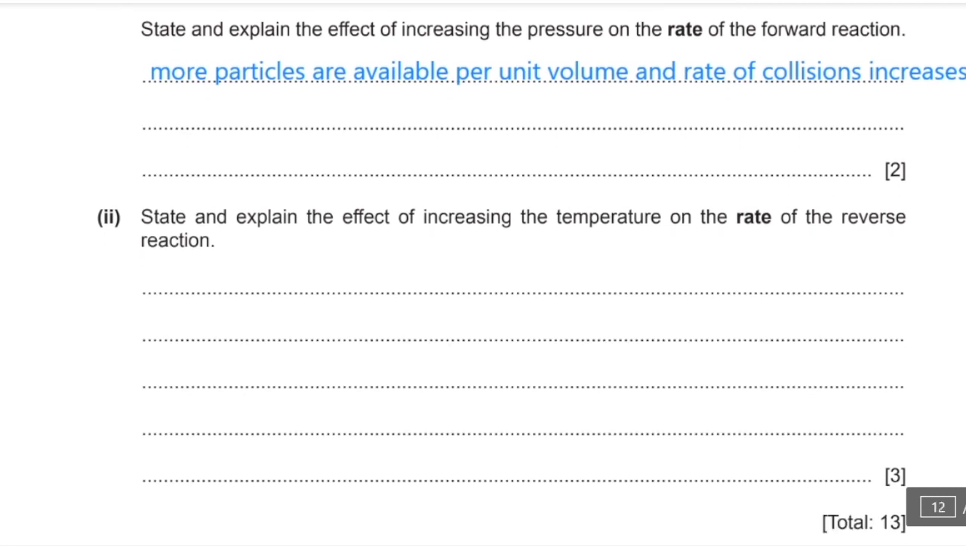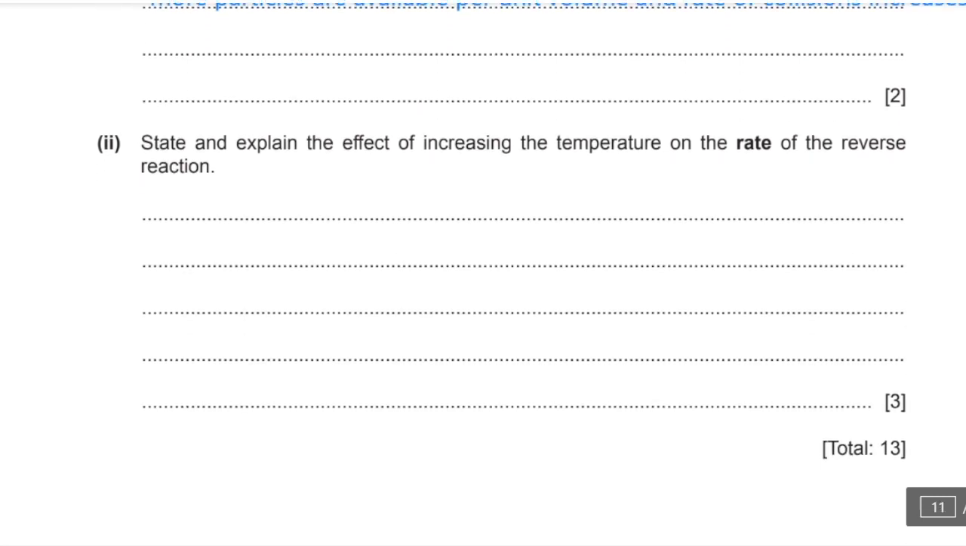State and explain the effect of increasing the temperature on the rate of the reverse reaction. Alright, so the reverse reaction is endothermic in the equilibrium. That means the position of equilibrium would be shifted to the left if you increase the temperature. However, here they're only asking about the rate of reaction, so you don't need to mention the equilibrium, just the rate. And the rate of any reaction, be it endothermic or not, would be increased by increasing temperature. And here you need to write down why that is so.